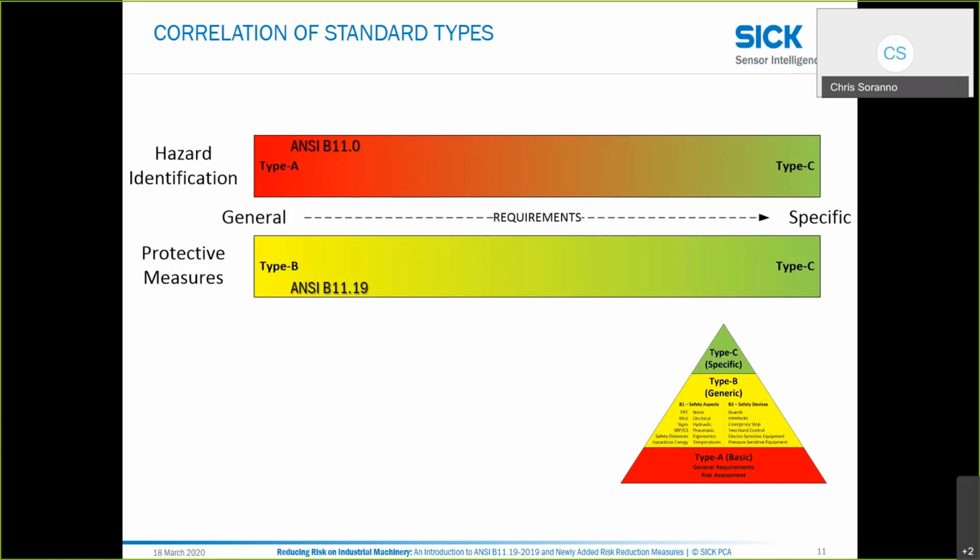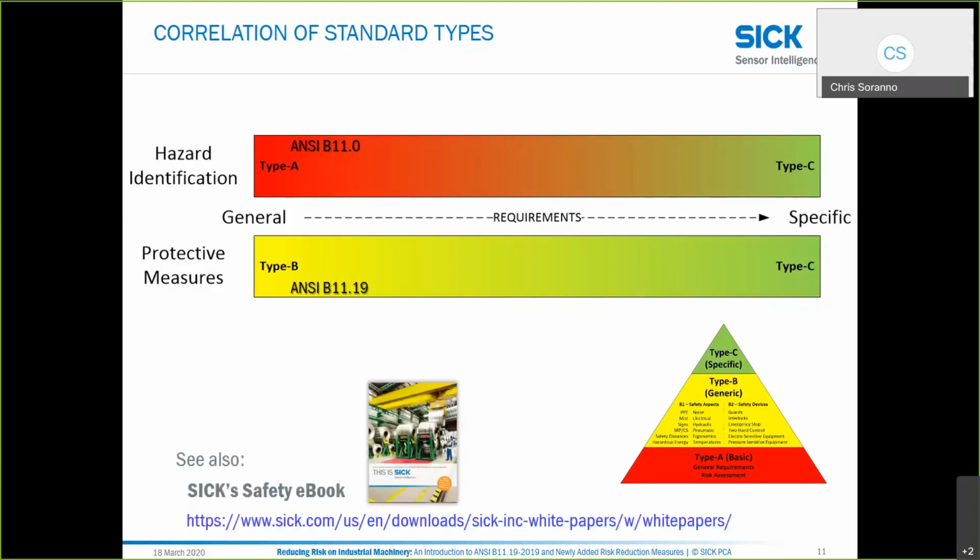So this is intended as kind of an overview to understand that we're not focusing on the right side of this image today, on the type C standards. We're more on the left side, but it doesn't mean that the type C standards should ever be omitted or overlooked, because they are intended to be used together. There is more information available on this. Obviously within the standards themselves, SIC has an ebook, a safety ebook that we've published. I'll come back to this website at the end, but you can Google SIC safety ebook and find it very easily, and it gives much greater detail of this approach and how standards are supposed to be used together.